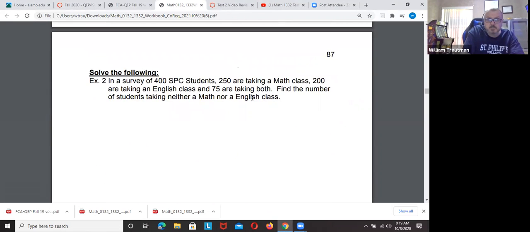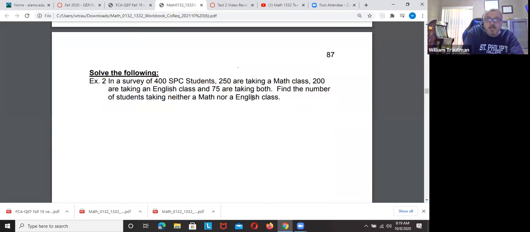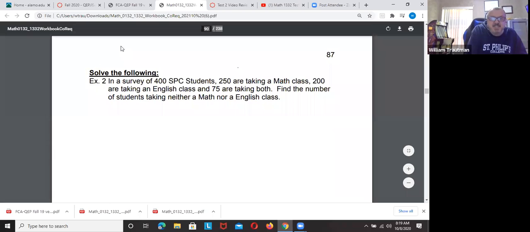Next question. Here, they don't give us the Venn diagrams, so we have to draw the Venn diagrams. So let's take a look.